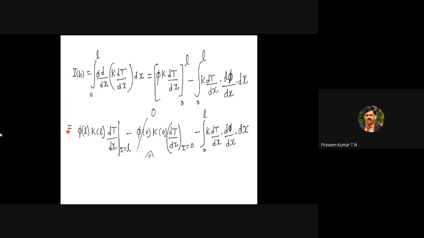In general, we know that wherever the temperature is specified, for example at x is equal to 0, the function phi becomes 0. Phi is a temperature function, and its value is 0. Hence this second term becomes 0. You are considering only the first term and the third term.